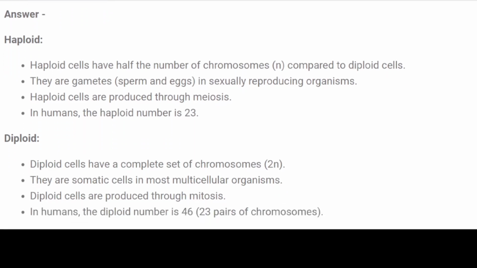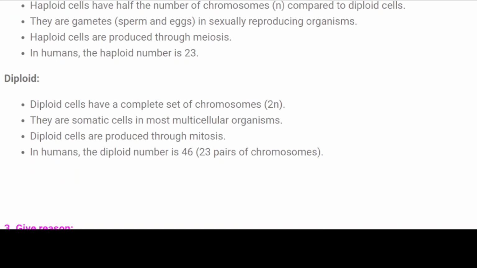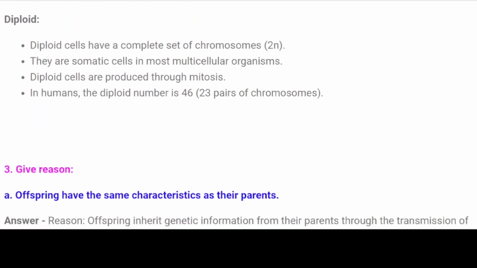Diploid. Diploid cells have a complete set of chromosomes, 2n. They are somatic cells in most multicellular organisms. Diploid cells are produced through mitosis. In humans, the diploid number is 46, 23 pairs of chromosomes.